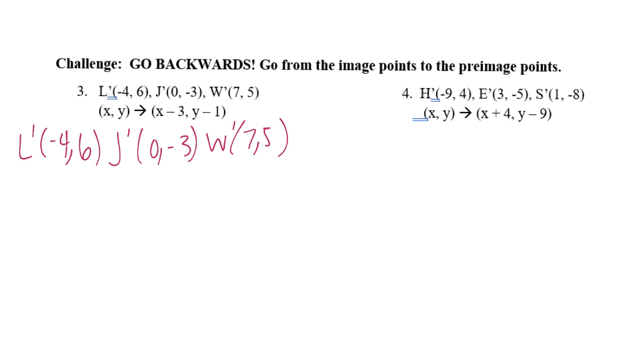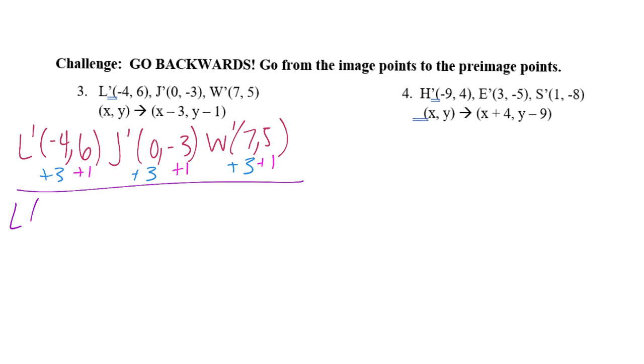And then I need to do the opposite of what was done because I need to undo it. So it was x minus 3. So the opposite of minus 3 is plus 3. So I'm going to add 3 on all of my x values. And then it was y minus 1. So I need to do the opposite of that. So I'm going to add 1 on all of my y values. So then my final answers, well, actually my original points.